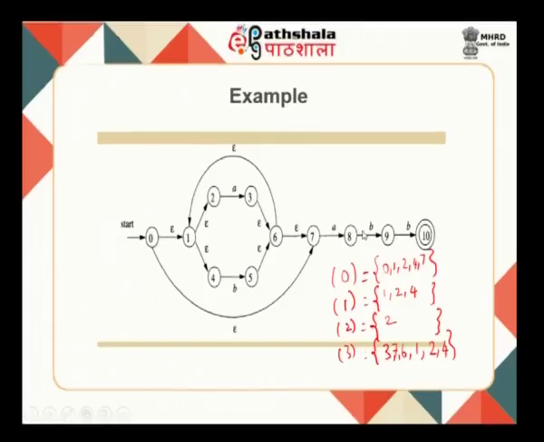2 on 3, 2 on A will take you to 3, 7 on A will take you to 8. Out of all these 5 states, there is a transition from 2 and 7 on A, which goes to states 3 and 8 respectively. Now, I need to find out epsilon closure of 3. Epsilon closure of 3 will be 3, 6, 7, 1, 2, 4, and then epsilon closure of 8 is only 8. So, it is 1, 2, 3, 4, 6, 7, 8.